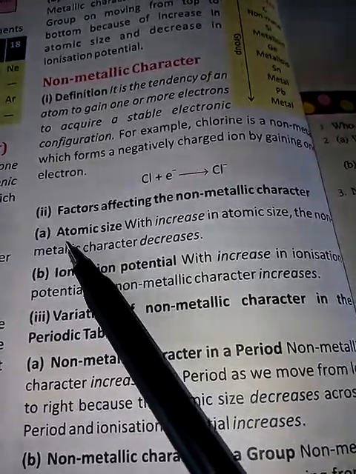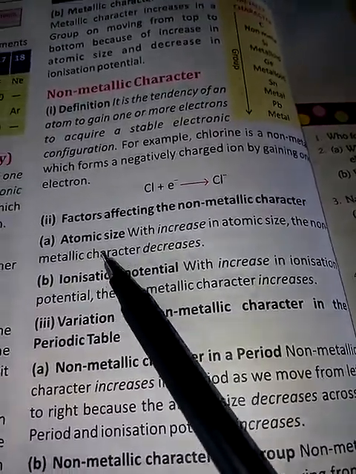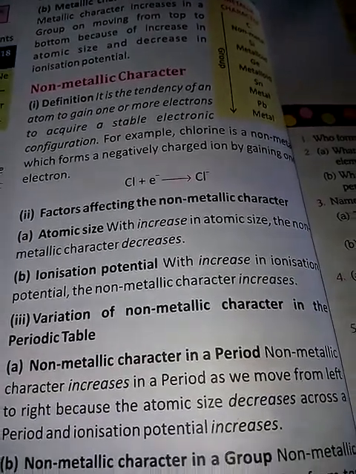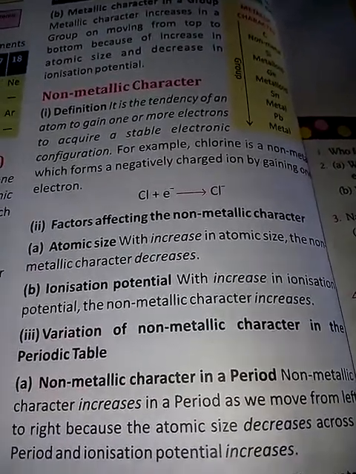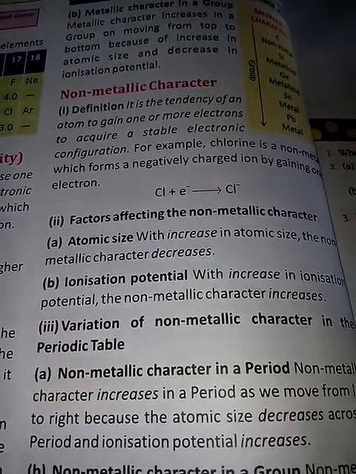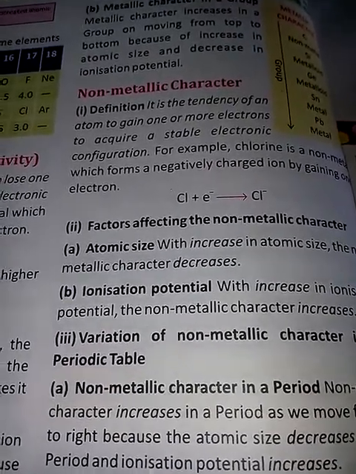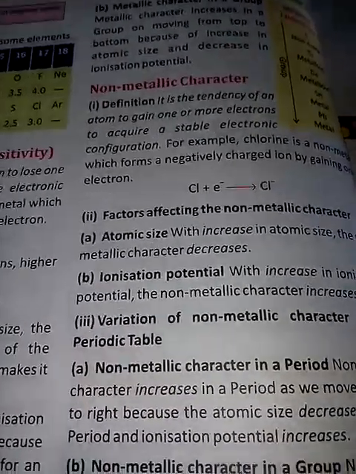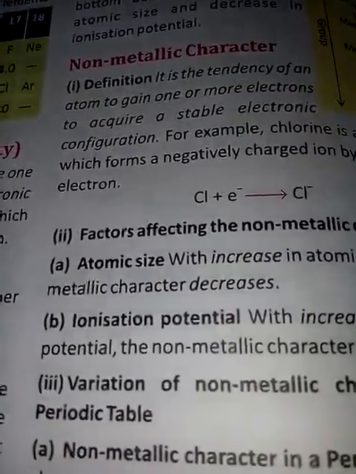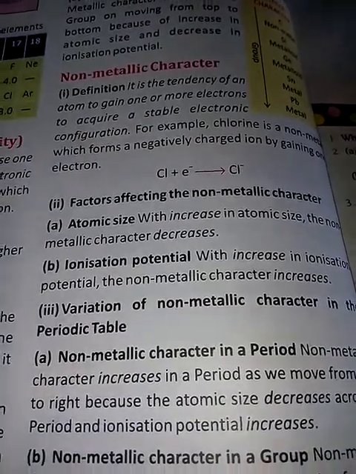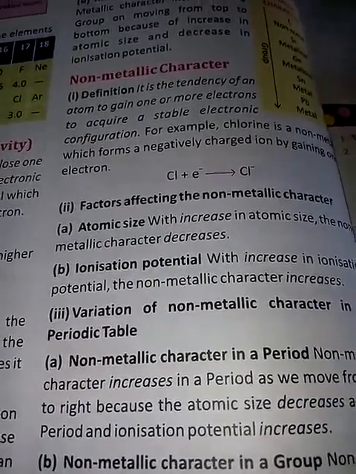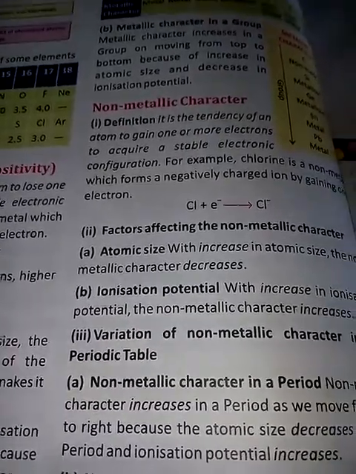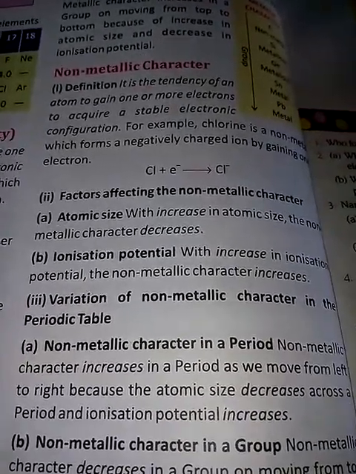Again the same factors. Now atomic size, if there is more atomic size, then what will happen? In that case, the tendency to attract the electron also decreases. But for non-metals, what happens? Atomic sizes are less, so they have greater tendency to accept the electron. So those atoms will be considered as non-metals which are very small in size.